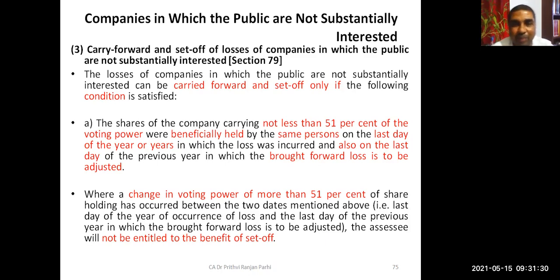Sorry, please repeat your question. The voting power cannot exceed 51%. Voting power cannot exceed beyond 51%. Now, what exactly is the question? Like whatever is the shareholding, like 51%, it can also exceed. Supposing a person holds 70% of the shareholding, then the same person should be continuing as the shareholder in the year in which income is earned. Did you understand? Let me explain once more, sir. Let us see.